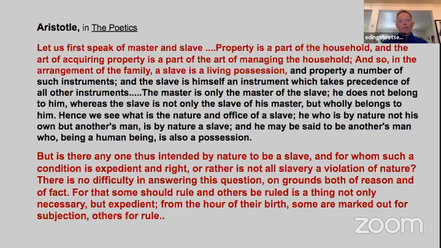Go down to the next, the red. But is there anyone intended by nature to be a slave? And for whom such a condition is expedient and right? Or rather, is not all slavery a violation of nature? There is no difficulty in answering this question on the grounds both of reason and of fact. For that some should rule and others be ruled is a thing not only necessary but expedient. From the hour of their birth, some are marked out for subjection, others for rule.